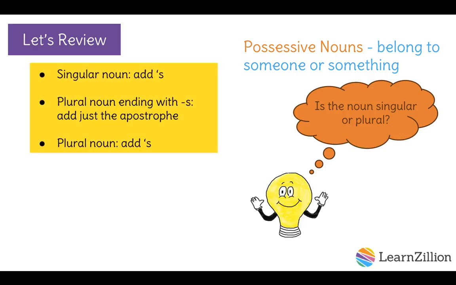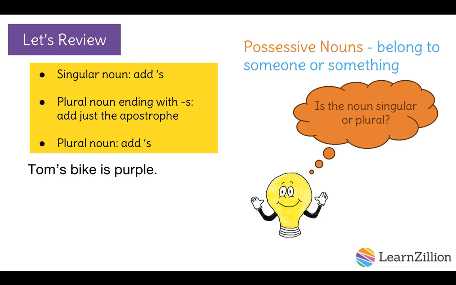If the noun is singular, we'll just add apostrophe S. If the noun is plural and ends with an S, we are just going to add an apostrophe. If the word is plural and doesn't end with an S, we add the apostrophe S. Let's look at how these words follow the rules.